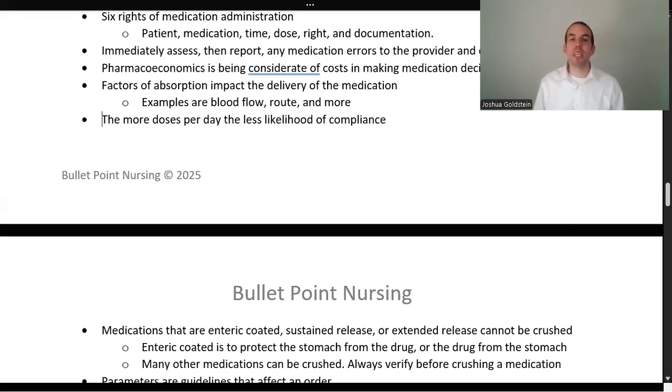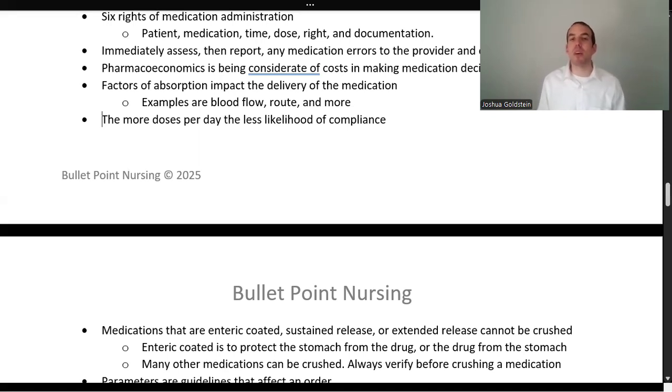Factors of absorption. You may see this a lot on tests. This is a tremendous topic, but there's a lot to go into. I'm really going to just brief over it. But factors of absorption is what impacts the standard way of a medication being absorbed in the body. So if I take a pill and I take that into my body, what can impact that medication working like it's supposed to? What are the factors of absorption?